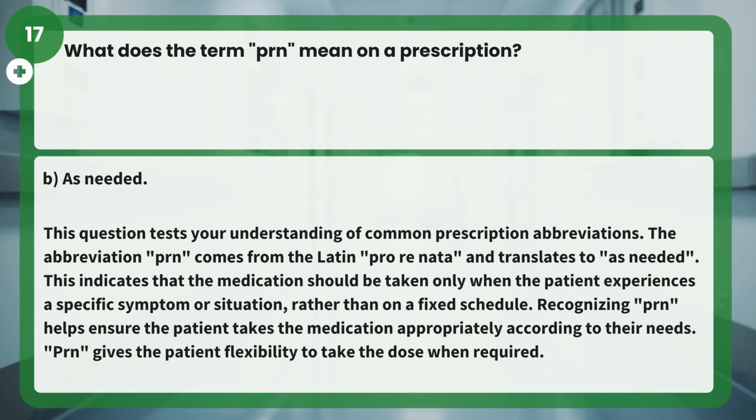Answer: B. As needed. This question tests your understanding of common prescription abbreviations. The abbreviation PRN comes from the Latin pro re nata and translates to as needed. This indicates that the medication should be taken only when the patient experiences a specific symptom or situation, rather than on a fixed schedule. Recognizing PRN helps ensure the patient takes the medication appropriately according to their needs. PRN gives the patient flexibility to take the dose when required.